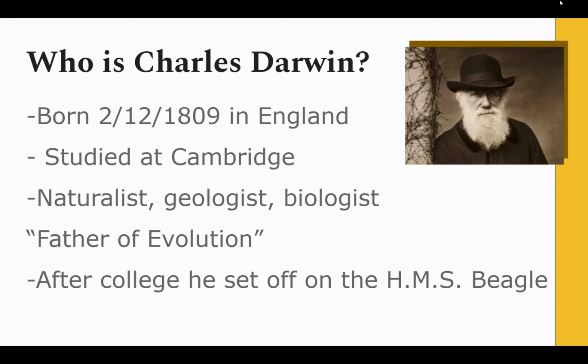Which brings us to Charles Darwin. That guy in the hat right there was born on February 12th, 1809, and he studied at Cambridge University. Charles Darwin wasn't the best student. He had a very C's get degrees policy. Wasn't really his jam. He was a naturalist, a geologist, and a biologist, meaning he focused mainly on nature and how patterns exist in nature. He is known as the father of evolution. So a lot of people, including yourself, think evolution, think Charles Darwin.